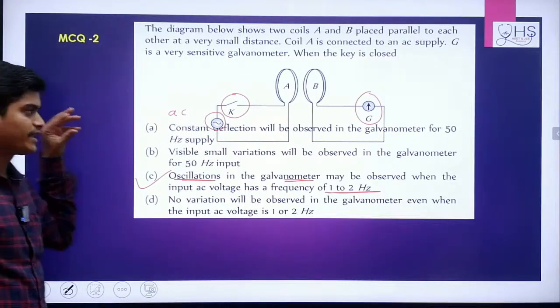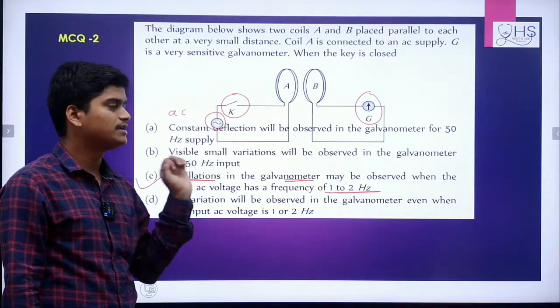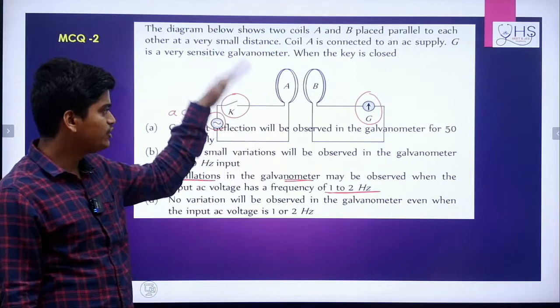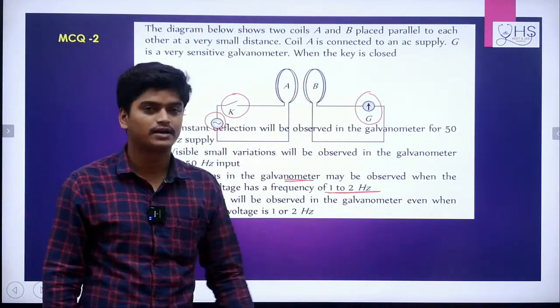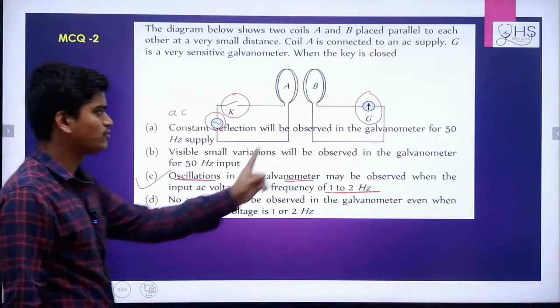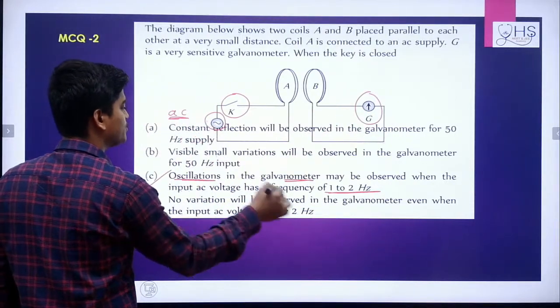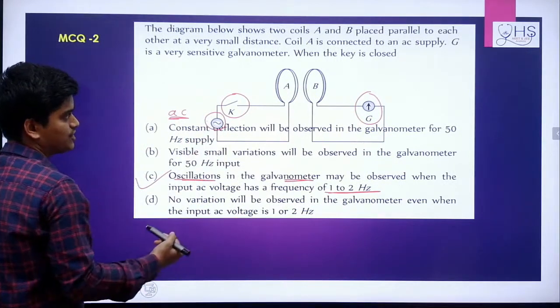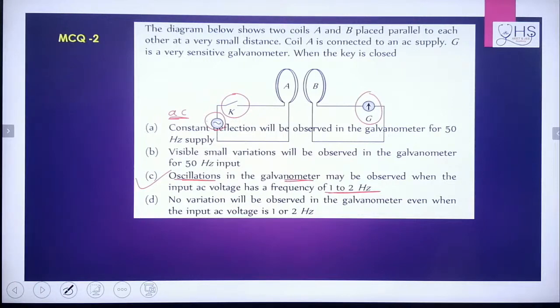In the previous case you were taking that magnet in and out, but this case is a little different. One AC source is connected. When you press the key, a current will flow here. Due to the current, there will be flux changes in the other coil, and there will be some induced EMF or induced current. Due to that, some deflection will happen here. And the frequency of this AC source should be low. Here they asked about the AC source frequency, but in the previous case they asked about the magnet frequency. I hope you understand.